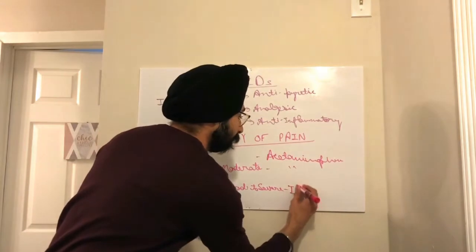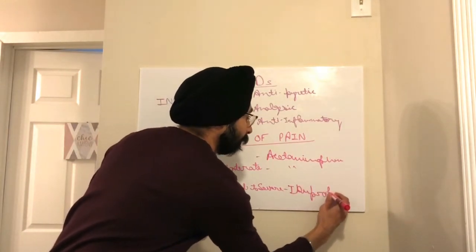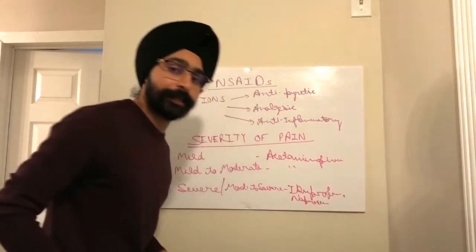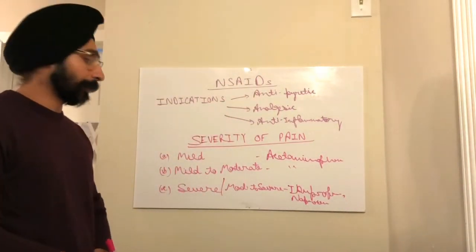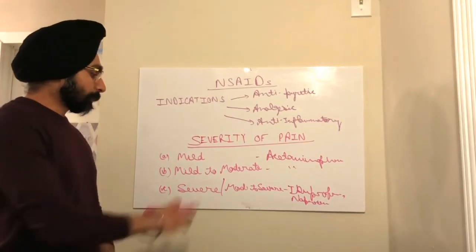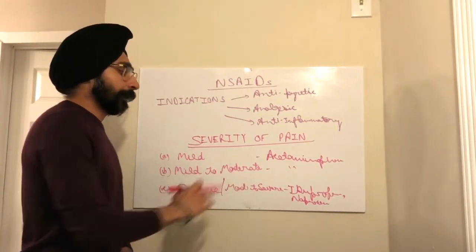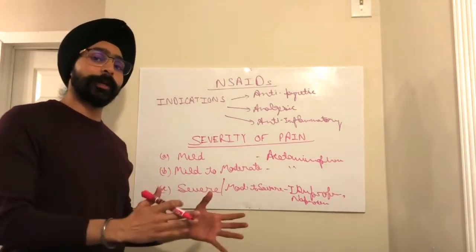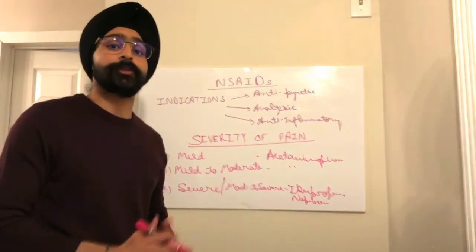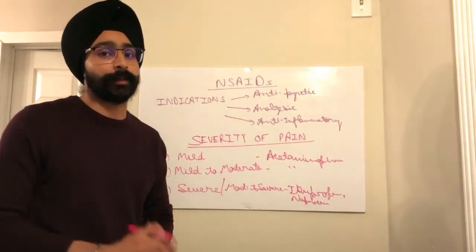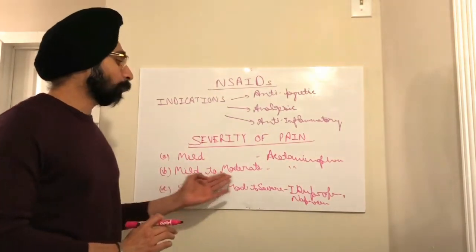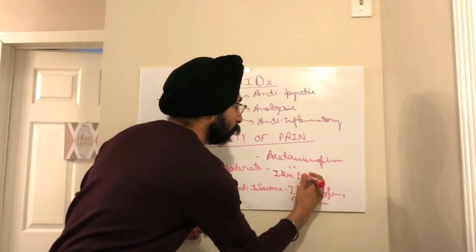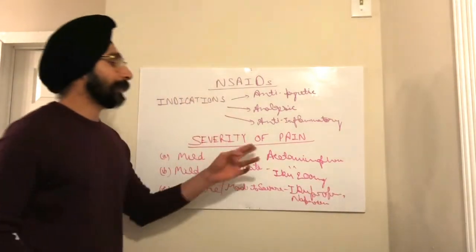For example, ibuprofen, naproxen, mefenamic acid, ketorolac, etc. One addition to this: when it comes to mild to moderate pain, ibuprofen is a drug that is divided into either 200 mg dosage, 400 mg dosage, 300 mg dosage or 600 mg dosage. So when it comes to mild to moderate pain, we can also give ibuprofen 200 mg along with acetaminophen.